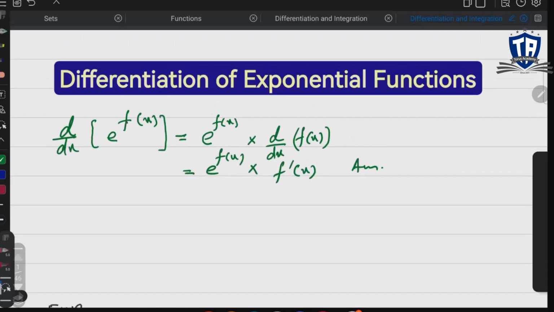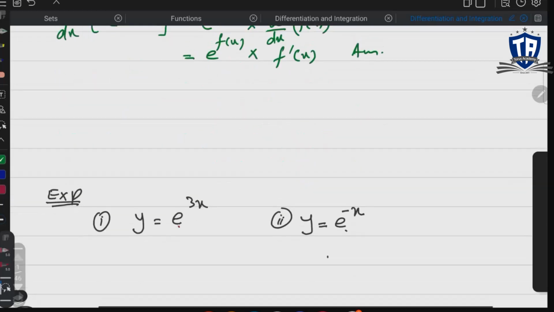Let's consider a few examples. It is e power 3x. When you are taking its derivative, you write the function as it is and then you multiply with the power. If the derivative of the power is simple, you can directly write its derivative, which is 3 into e power 3x.